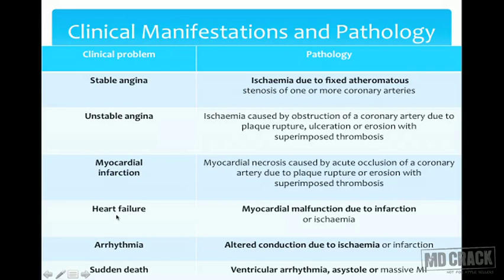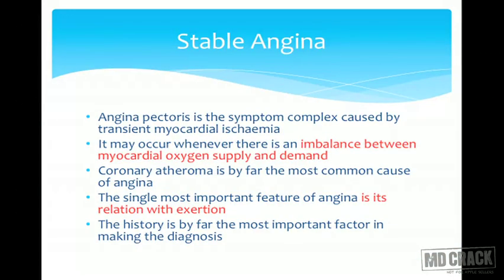Heart failure can be because of myocardial malfunction due to infarction or ischemia. It can also lead to arrhythmia. Arrhythmias can be because of altered conduction due to ischemia or infarction of the conducting system of the heart. Sudden death can be because of ventricular arrhythmias, asystole or massive myocardial infarction. Let's talk about stable angina. A few words about stable angina.